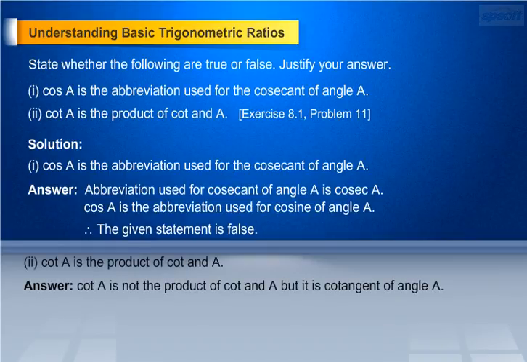Now look at another statement. Cot A is the product of cot and A. Solution: cot A is not the product of cot and A, but it is cotangent of angle A. Therefore, the given statement is false.